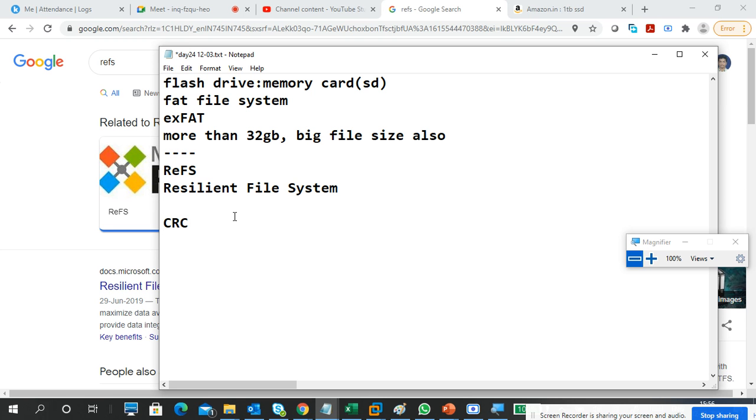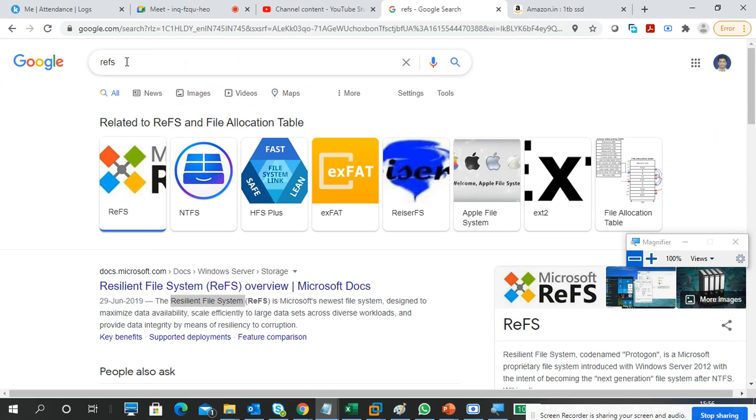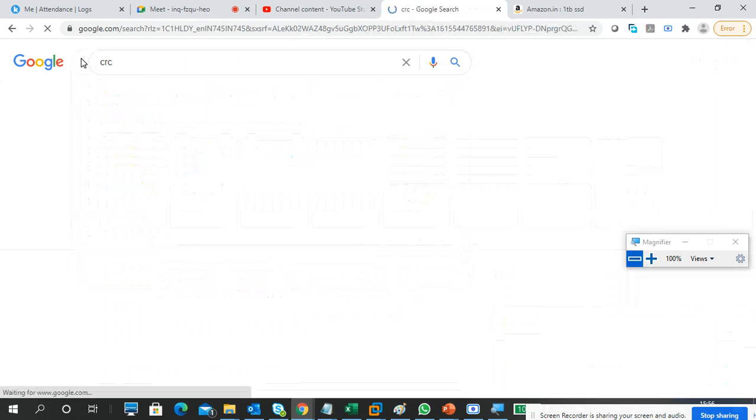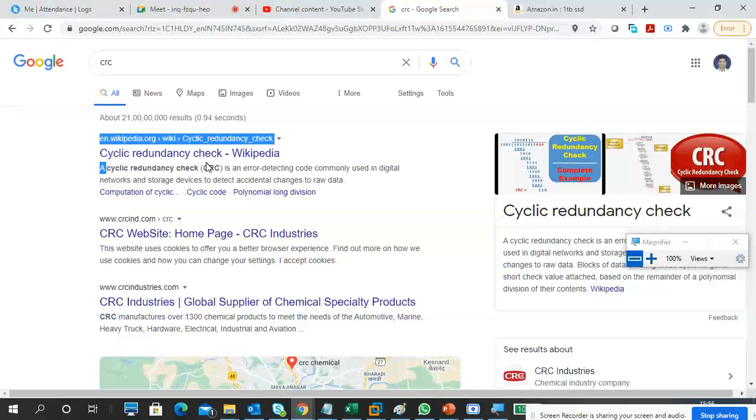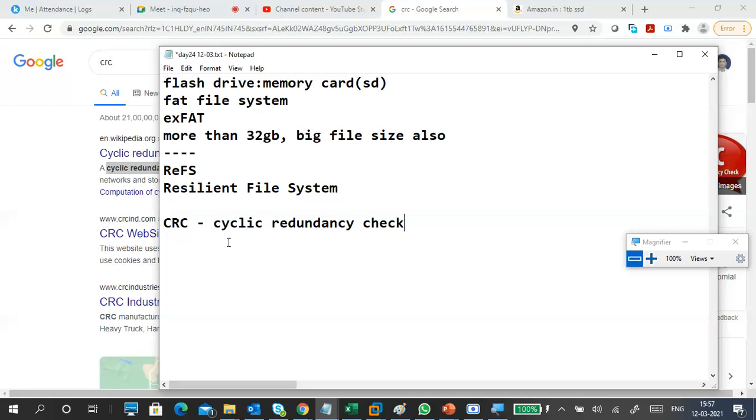So whenever you put data in the resilient file system, automatically the system calculates and generates a CRC value. What is CRC? Anybody remember CRC? Cyclic redundancy check. Yes, very good. Cyclic redundancy check. It is nothing but an algorithm to produce a sample data from existing data only. Okay, so what is that sample data?